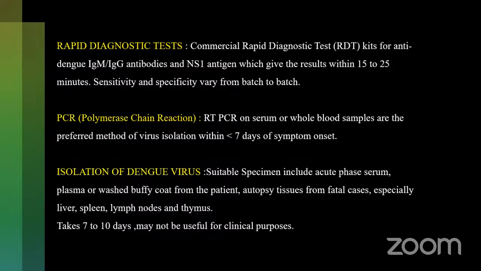RT-PCR can be performed on the serum or the whole blood samples. These are also a preferred method for demonstration of the virus, but need to be done within 7 days of symptom onset. Isolation of dengue virus is a very cumbersome technique. It takes about 7 to 10 days, and it is not useful for clinical purposes.